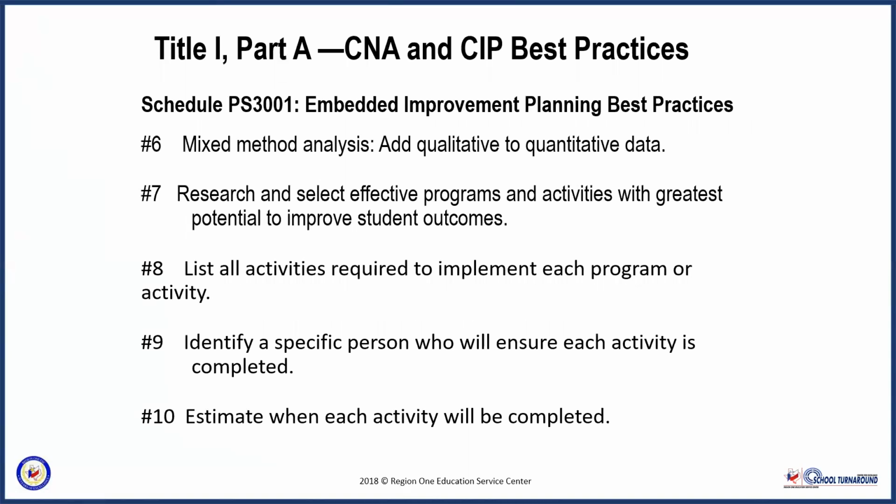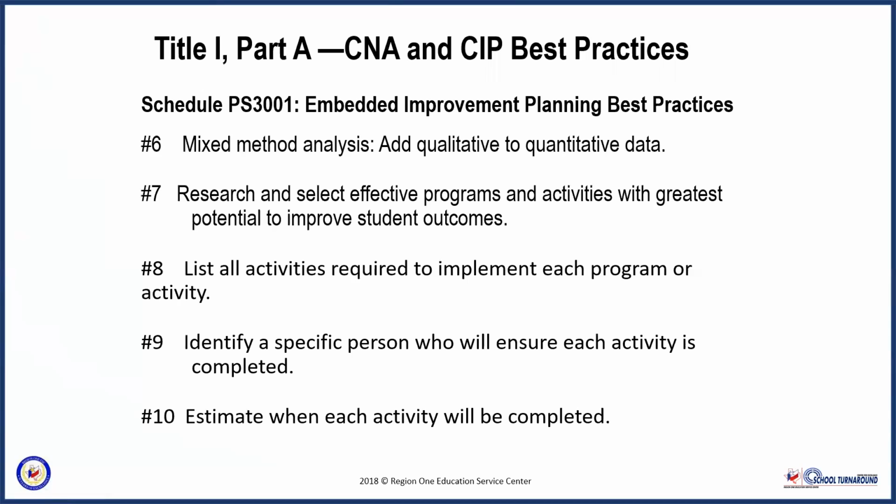So the big movement right now is towards multiple measures of data. So not just having the quantitative STAR data, but also having qualitative data, observation data, survey data, focus group data. It's going to tell you the same story or align, or possibly explain why you have a certain set of data. Then you research and select effective programs and activities with the greatest potential to improve student outcomes.